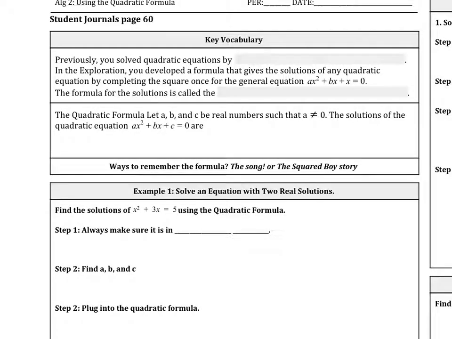3.4 Day 1, we're using the quadratic formula. Previously, you solved equations by completing the square. In the exploration, you developed the formula that gives the solutions of any quadratic equation by completing the square once for the general equation ax squared plus bx plus c equals 0. The formula for the solutions is called the quadratic formula.